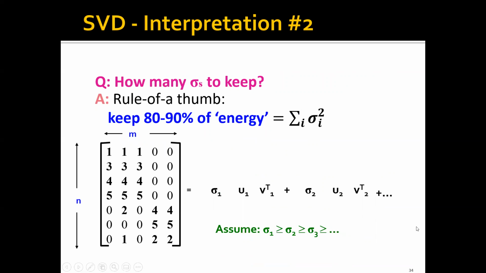Another question is how many sigmas to keep. Usually a rule of thumb is to keep 80% to 90% of the energy, where the energy is defined as the sum of the squares of the singular values.